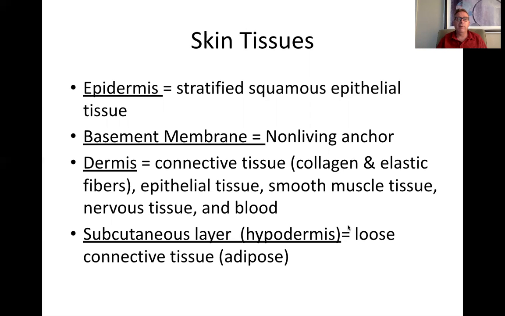And then we have the dermis. So that's a thicker layer, which is connective tissue, right? Collagen, elastic fibers, mostly for the elasticity we'll talk about, and then the subcutaneous layer, meaning the loose connective tissue, which I talked about before, which is the fat or the adipose.